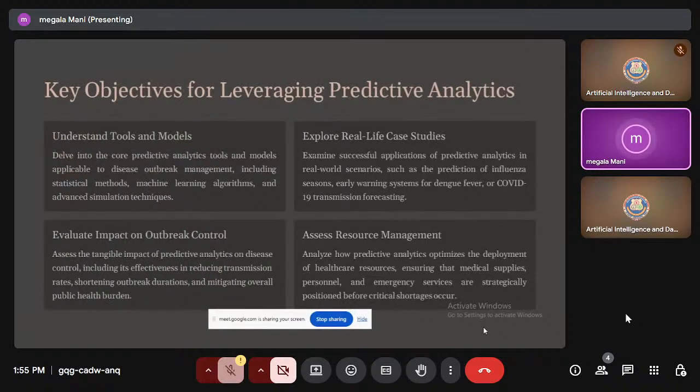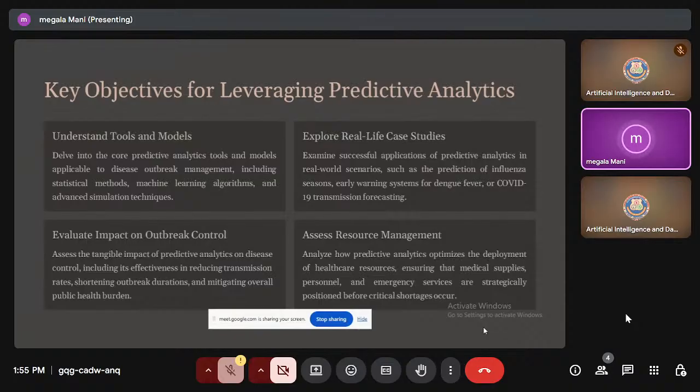Now we can focus on objectives for leveraging predictive analytics. Here, first you should understand the tools and models. If you are going to predict, which model are you using? I am using a machine learning algorithm. Based on machine learning, I need to use supervised learning. In supervised learning, I need to predict using the regression method. In this regression method, what are you going to find out? You can use several methods. So it depends on the problem, which tool we are going to use. So this is for understanding tools and models.